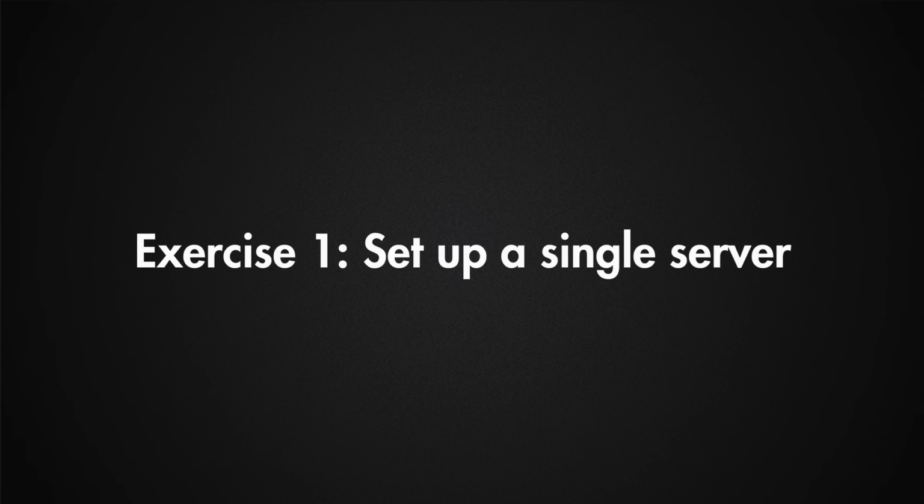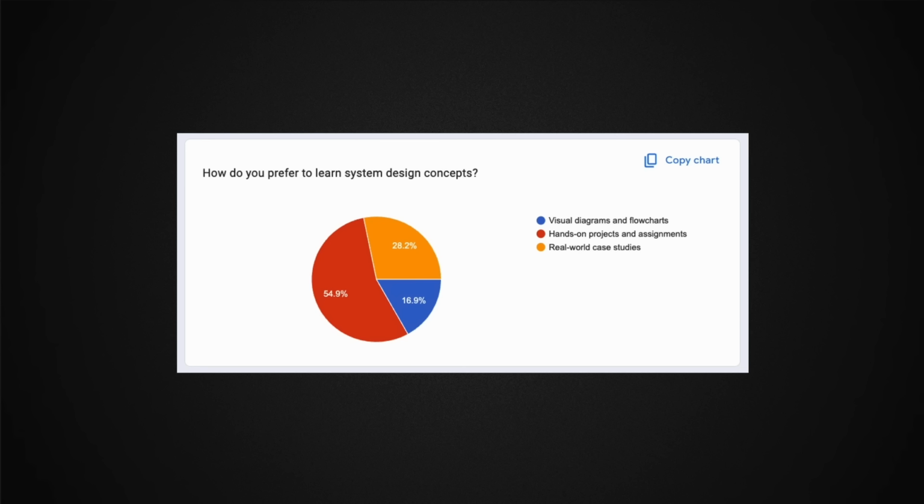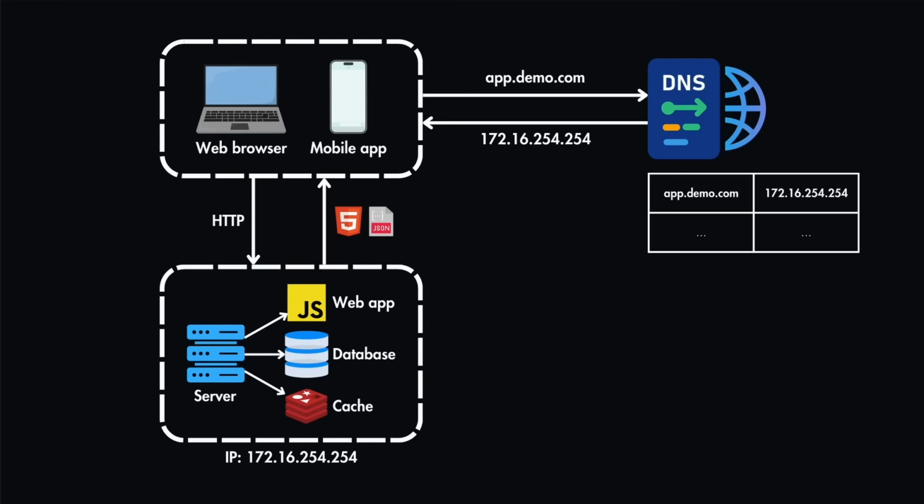Now it's time to practice, and in this first exercise we'll set up a single server on a remote hosting. I know that most of you want this to be with hands-on projects and assignments based on your responses, so we'll keep this as practical as possible. So as a first step, we'll set up a single server that can handle the web browser requests and also the API calls from the mobile app.